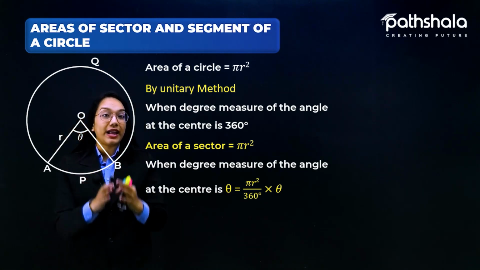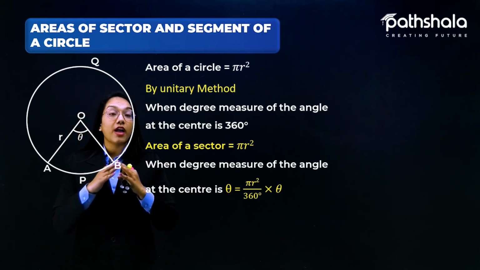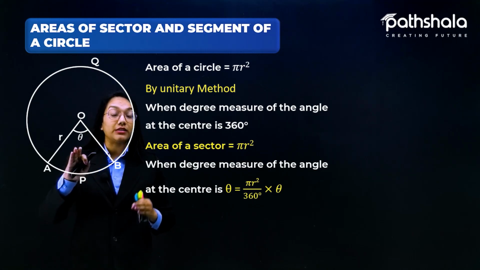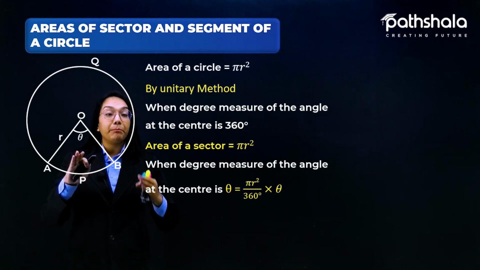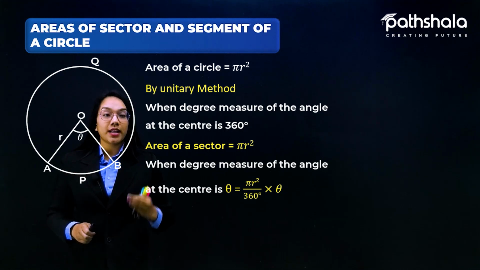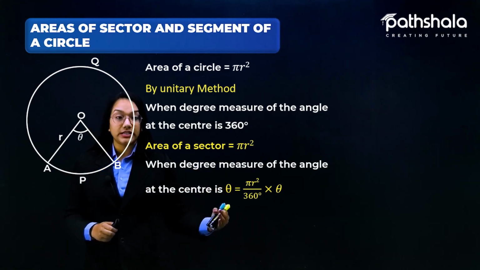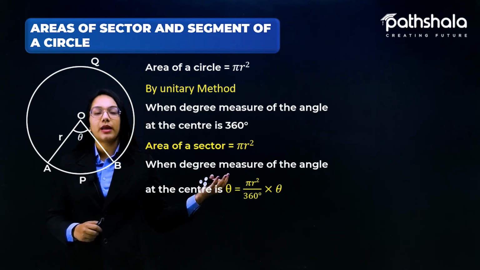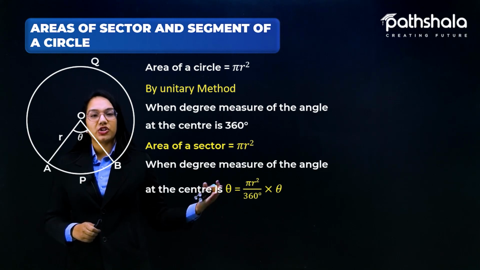So at the end, what have we concluded? We have concluded that the area of the sector, this one, which is the minor sector, is theta by 360 into pi r square, or you can say pi r square by 360 into theta. Most of the time we consider it as theta by 360 into pi r square.